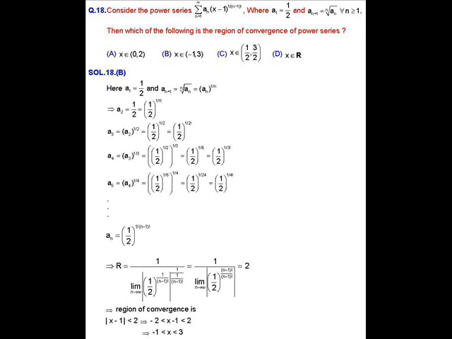Now the region of convergence is mod of (x minus 1) less than 2, that is, x minus 1 lies between minus 2 and 2, that is, x lies between minus 1 and 3. So our region of convergence is nothing but the open interval (minus 1, 3). So our option B is correct.